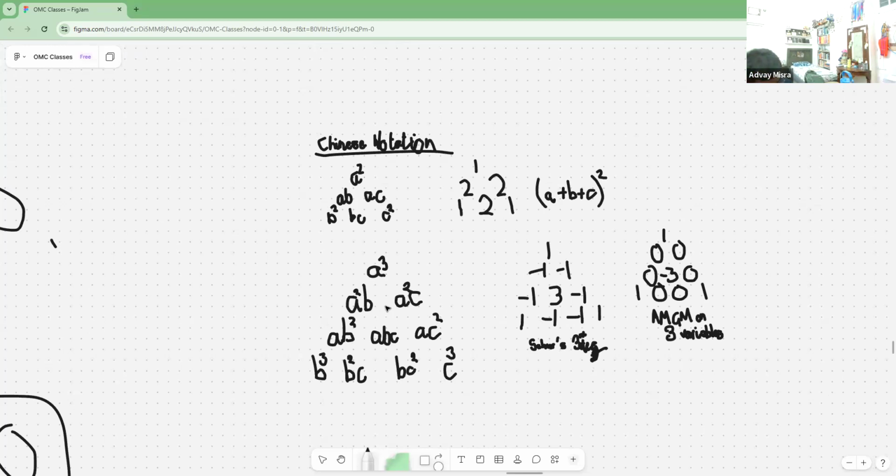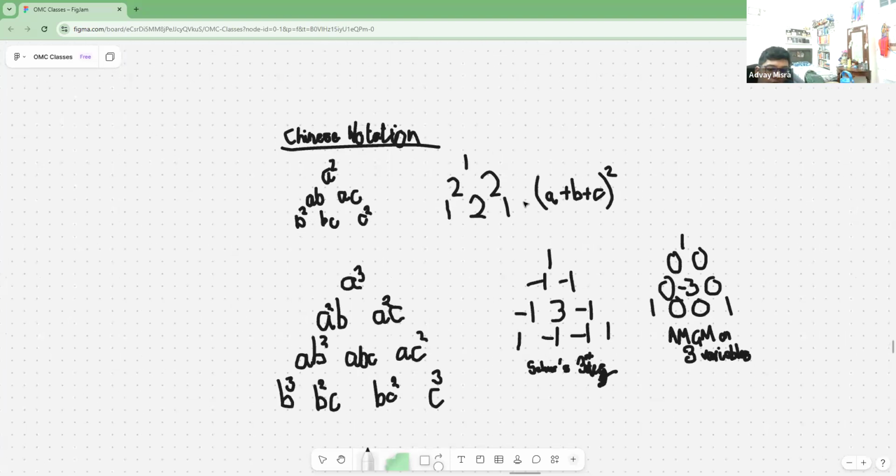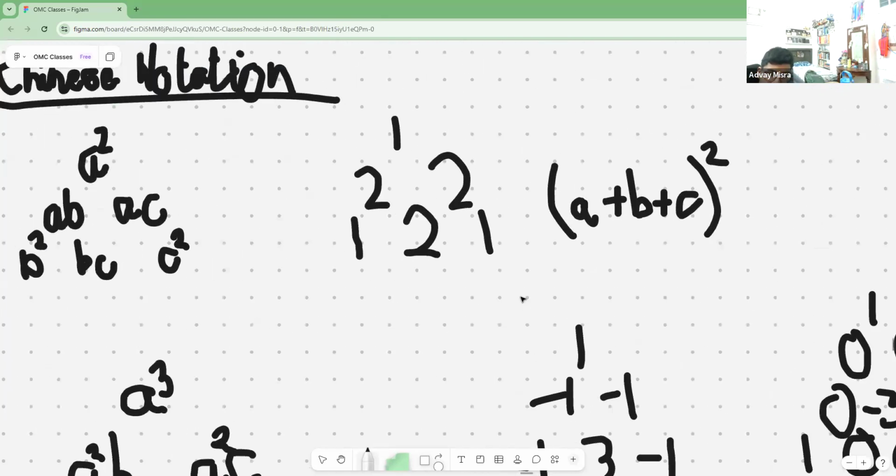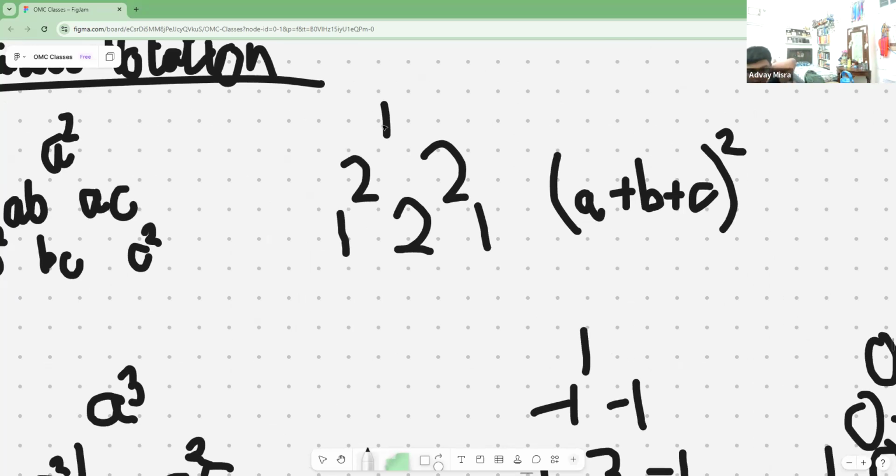So this notation is really useful for representing a homogenized inequality, or to be precise, a homogenized expression. So here are a couple examples. This represents a plus b plus c whole squared. So you can see this is a squared, 2ab, 2ac, 2bc, b squared, c squared. Does this example make sense?